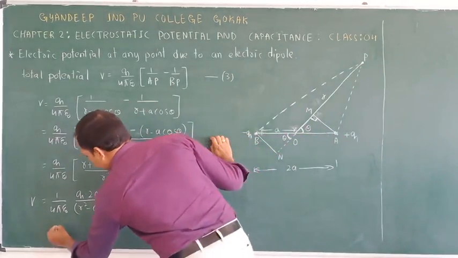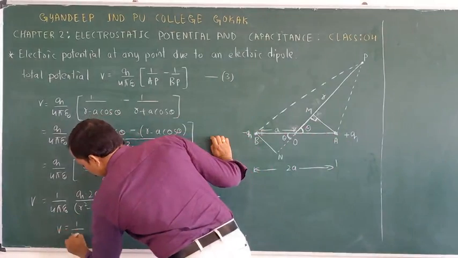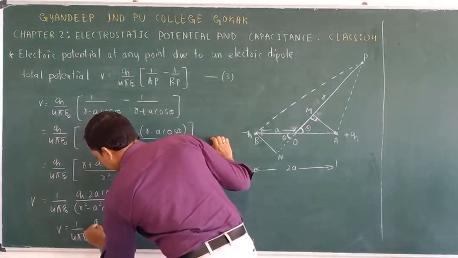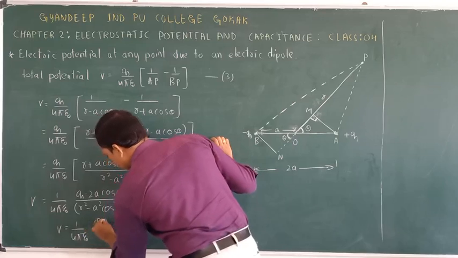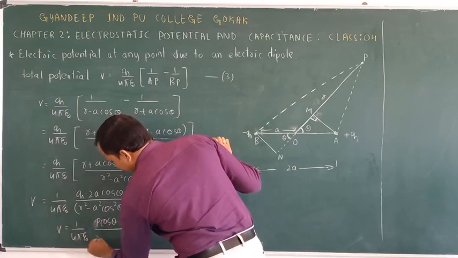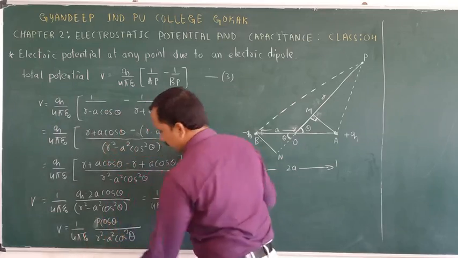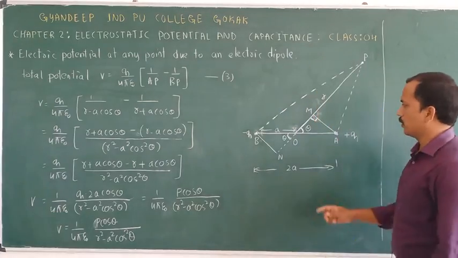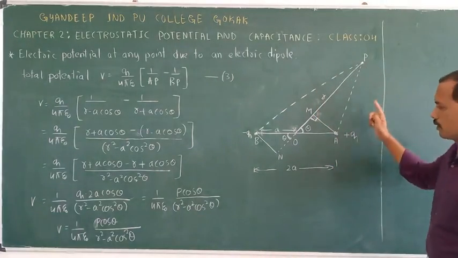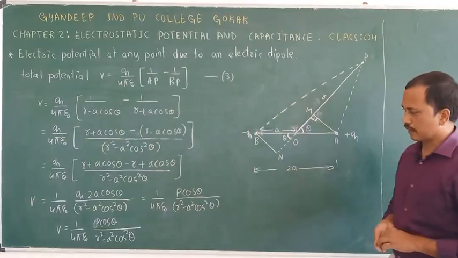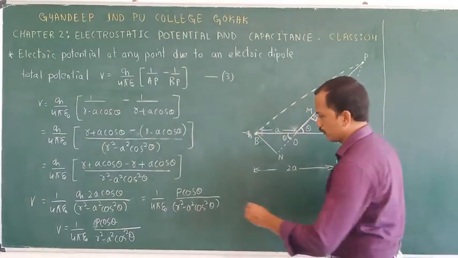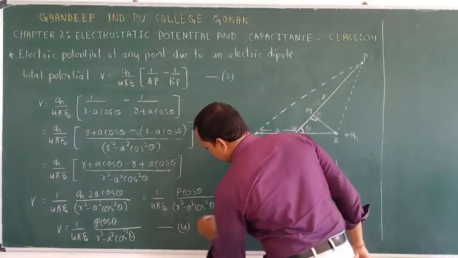So I will write here. V is equal to 1 by 4 pi epsilon naught, P cos theta divided by r square minus a square cos square theta. This is the value of the potential at this point due to an electric dipole. This is a very important question, a very important derivation.